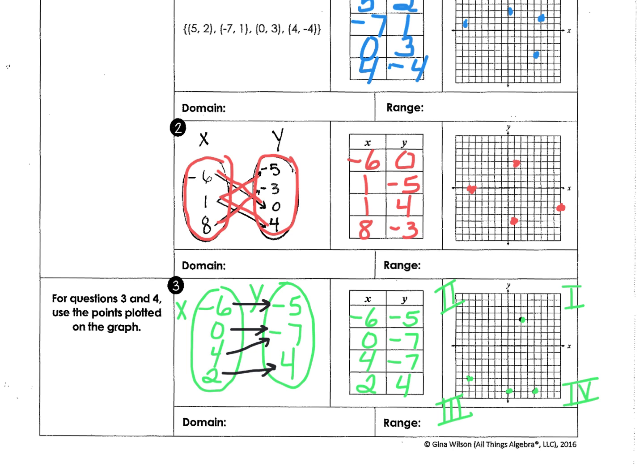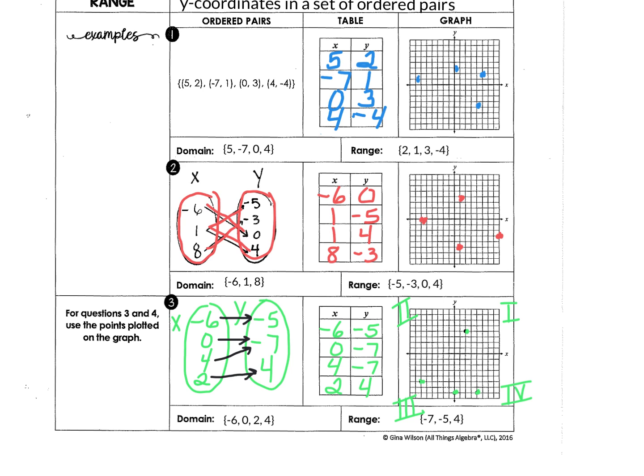Okay, now we're going to go back and look at each example, and you'll notice underneath each example it says to find the domain and the range. So now I went back to example 1. Here it said to list the domain. So what I did was I took all of my x values, +5, -7, 0, and 4. That's what goes here. You can even look at the table and just copy the numbers that are in the x column. You can look in the table for the range, copy the numbers that are in the y column.